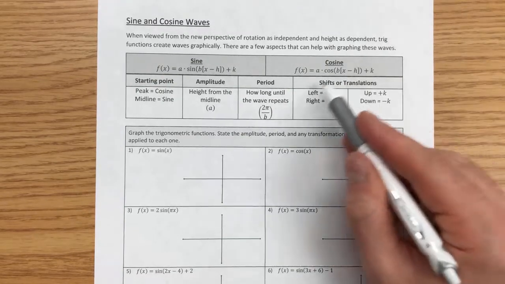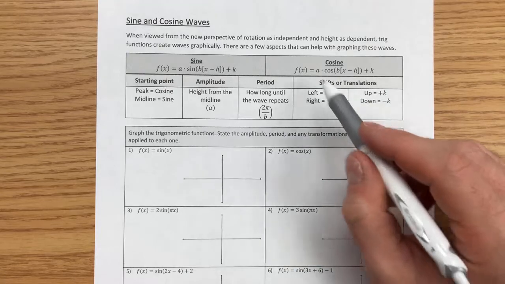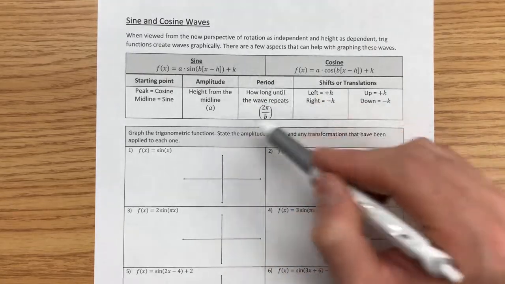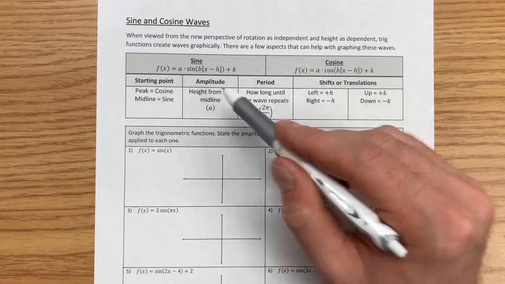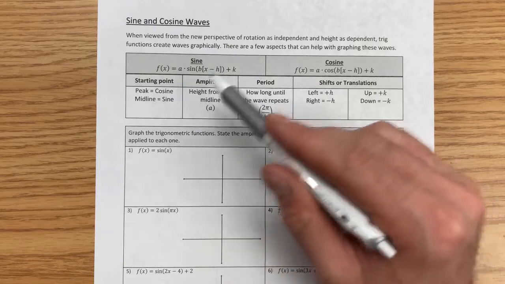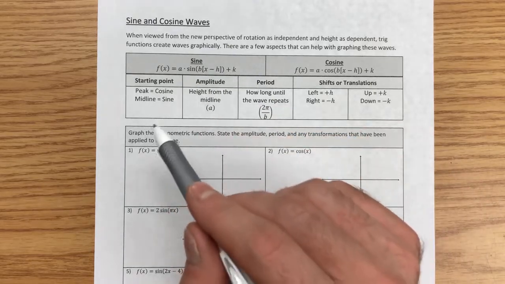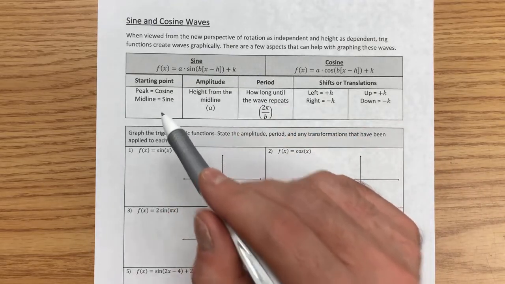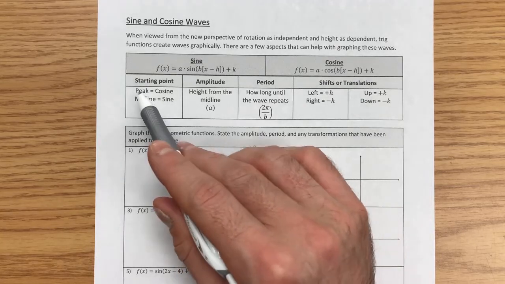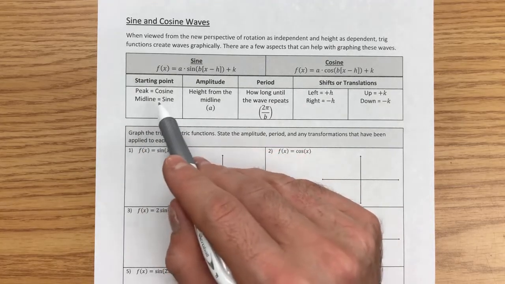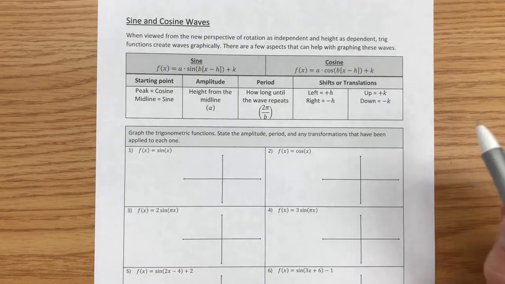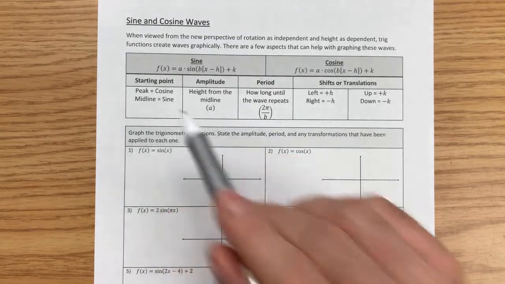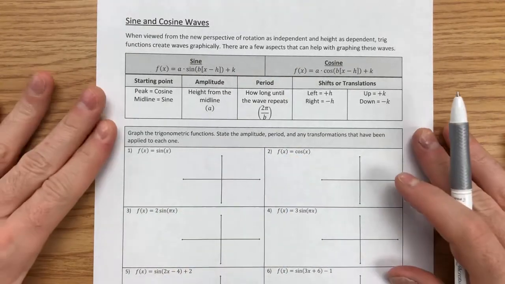So we notice translations are no different. Period, we've seen that, maybe not in that terminology before. Amplitude, we've seen that, maybe not in that terminology before. But the only difference is the starting point: the cosine starts at a peak and the sine starts at the actual midline. We got to remember this from where we created the graphs in videos prior.